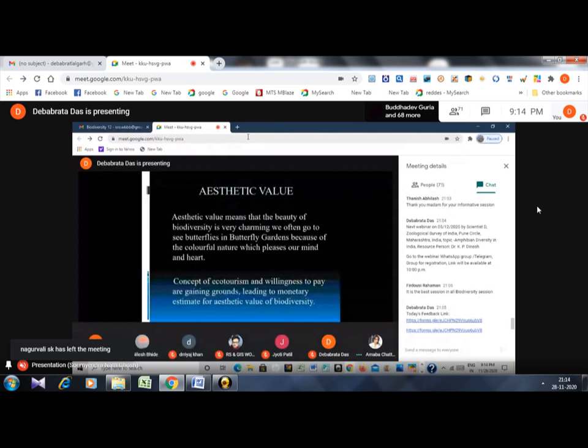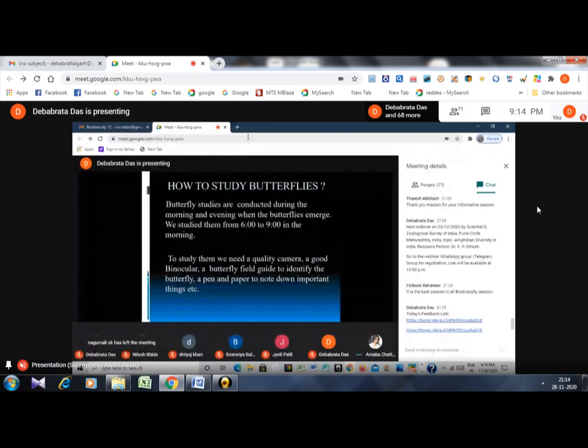Now, how to study butterflies? I have told you that you make a butterfly garden, etc. You conserve the butterflies, then this is important. But how to study them? If you don't study them, you cannot conserve them also. That's why you have to study them.